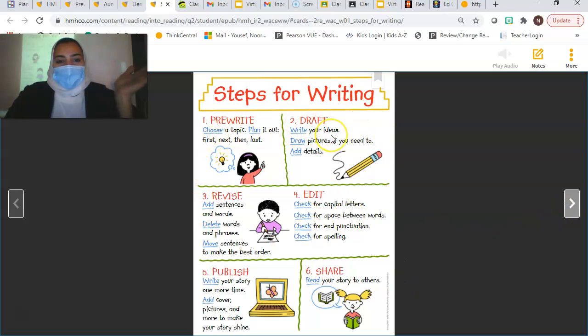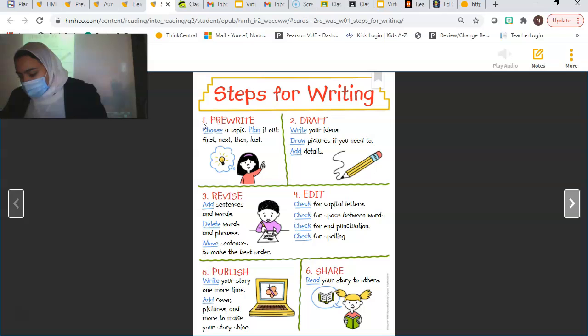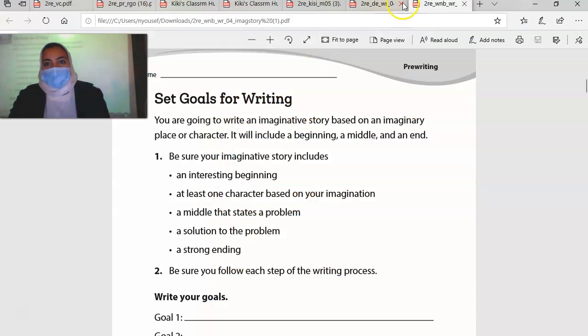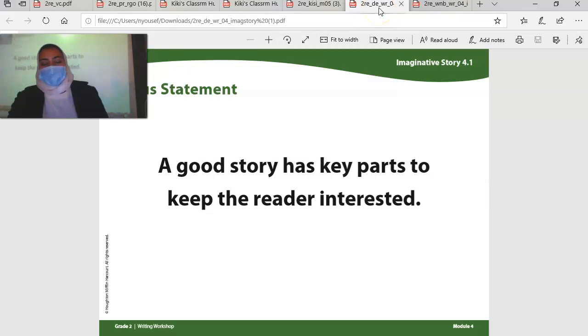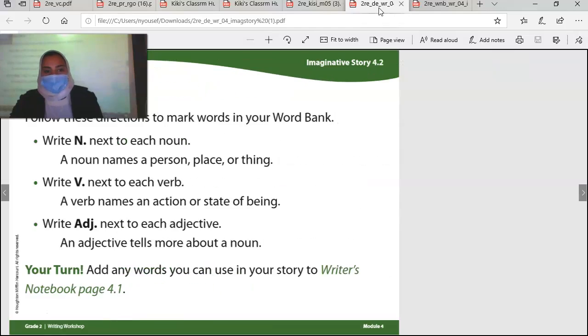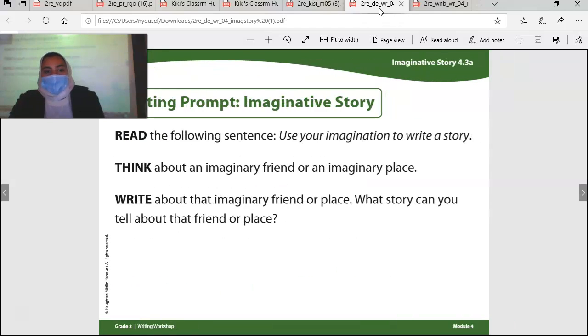So back to what we're doing today. Today we are pre-writing. We're choosing the topic, and we're going to plan out first, next, and last. Before we do that, though, let's look at our focus statement. A good story has key parts to keep the reader interested. The following sentence: use your imagination to write a story. Think about an imaginary friend or an imaginary place.